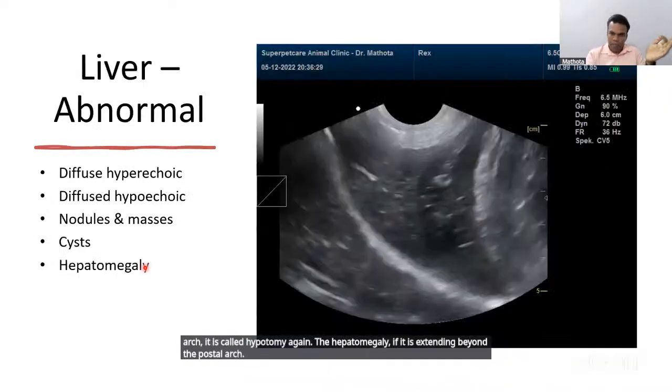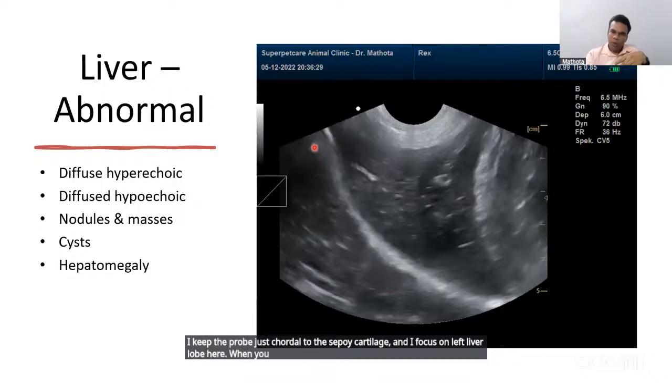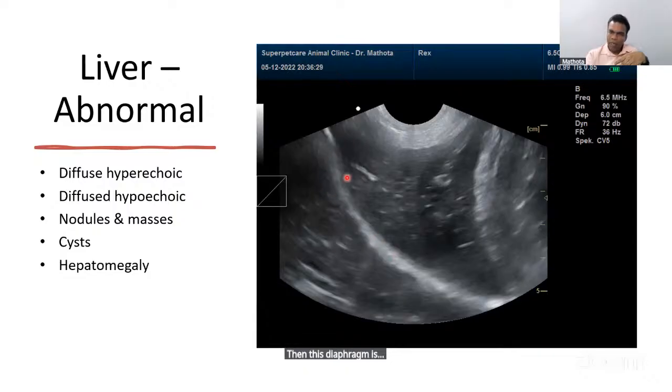Then, this is the standard liver image I get. I keep the probe just caudal to the xiphoid cartilage and I focus on the left liver lobe here. When you focus on the left liver lobe, you will see the diaphragm, this nice bright line. And you will see the caudal border of the liver.